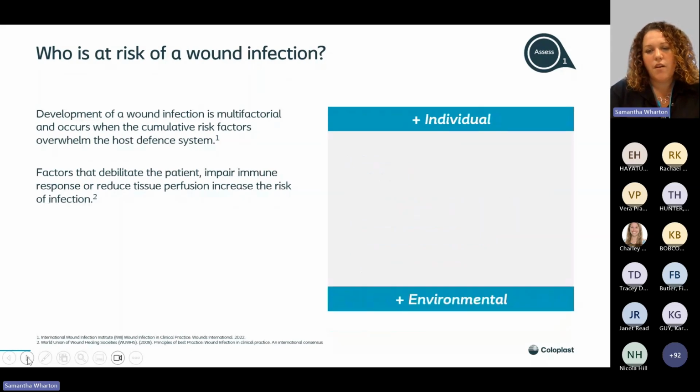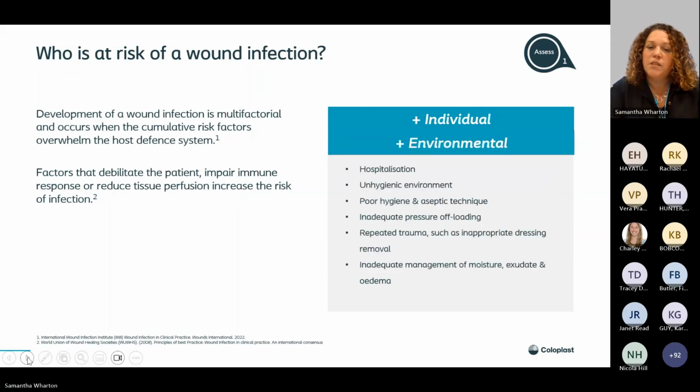And then when we look at the environmental factors, hospitalization is a really big environmental factor. The longer you're in hospital, the more your risk of infection will increase. If patients live in an unhygienic environment, obviously the bacteria are going to be much more prevalent within that environment to then go into your wound beds. And inadequate management of moisture and exudate will also increase the chances of bacterial overload and therefore wound infection.